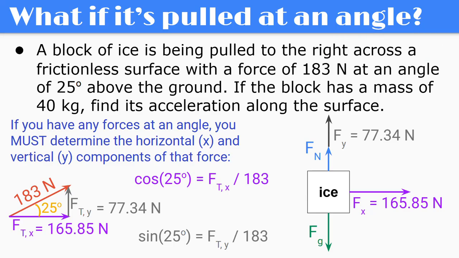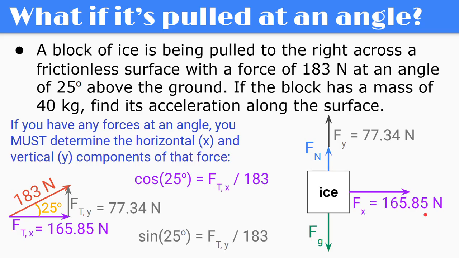All right, so now that we have it redrawn, you can see how, what I said earlier, if my vertical net force is 0, you can see how to find Fn, because you know how to find Fg. We're not going to do that though, because we don't need it for this question. This question says find the acceleration along the surface. Acceleration along the surface is to the right. I don't even care about the vertical. It doesn't matter. For this question, all I care about is this 165.85 newtons because that is my net force to the right.